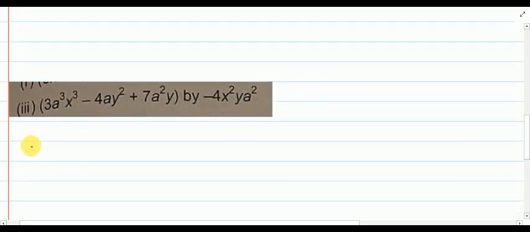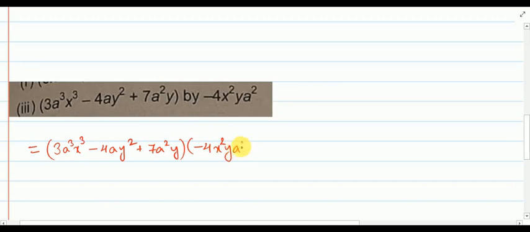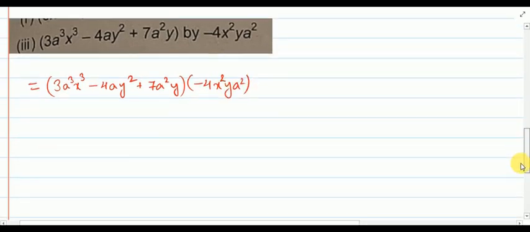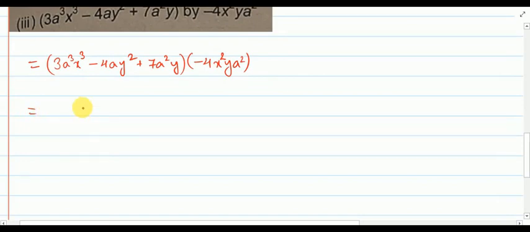Question number 3. Okay, so here 3a cube x cube minus 4a y square plus 7 square y minus 4x square y a square. Done. Now what we'll do is, this is a single term. Okay, if you see, this is a single term and this will multiply inside the bracket with each term.